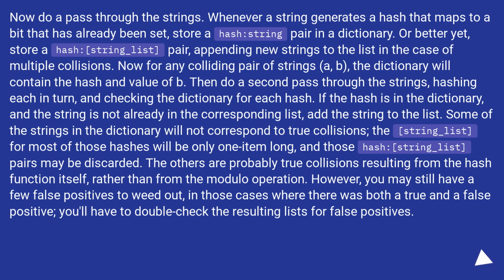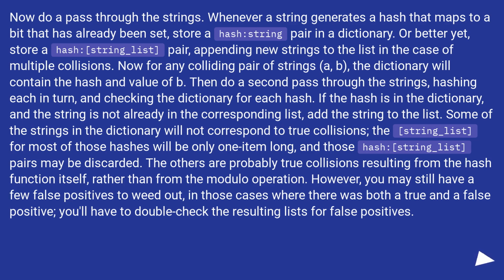Now do a pass through the strings. Whenever a string generates a hash that maps to a bit that has already been set, store a hash: string pair in a dictionary. Or better yet, store a hash: string_list pair, appending new strings to the list in the case of multiple collisions. Now for any colliding pair of strings, A, B, the dictionary will contain the hash and value of B.